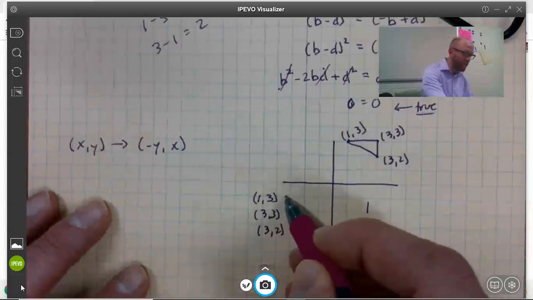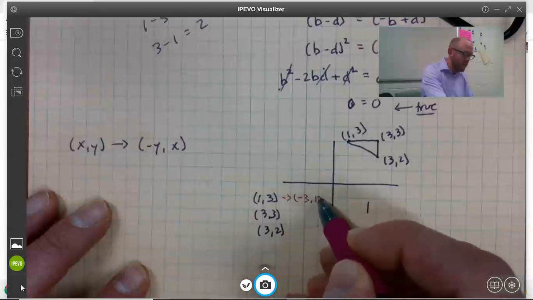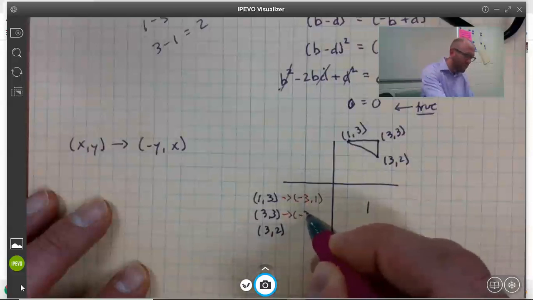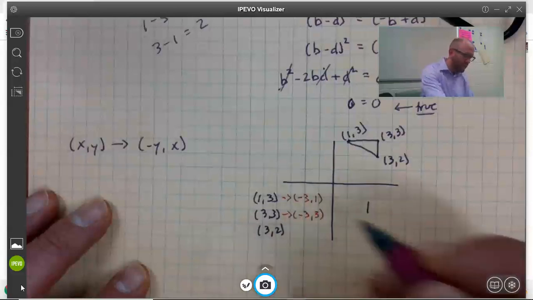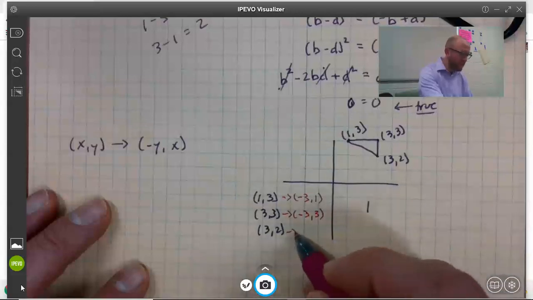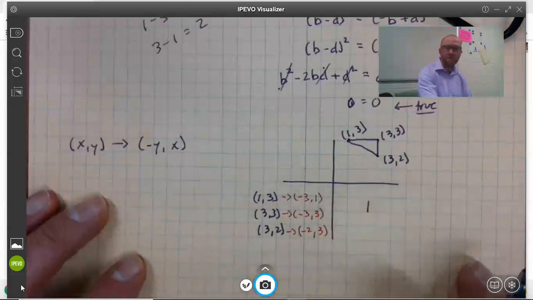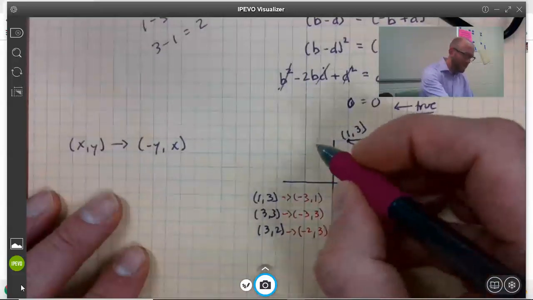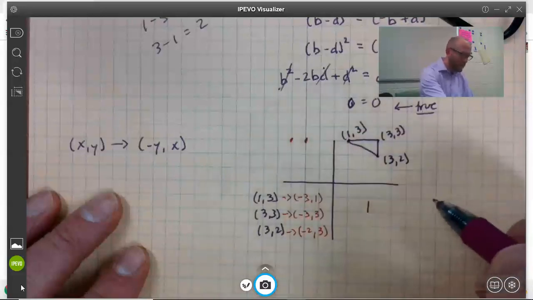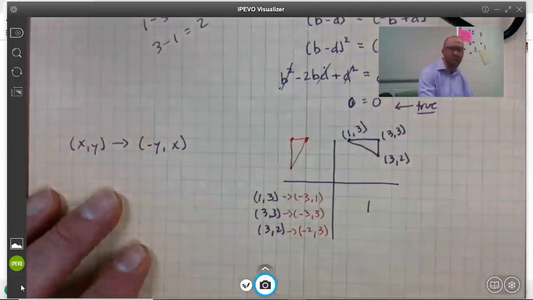So for example, (1, 3) becomes (-3, 1). And (3, 3) becomes (-3, 3). And (3, 2) becomes (-2, 3). So let's see, it's (-2, 3), (-3, 3), and (-3, 1). So there's our new triangle right there.